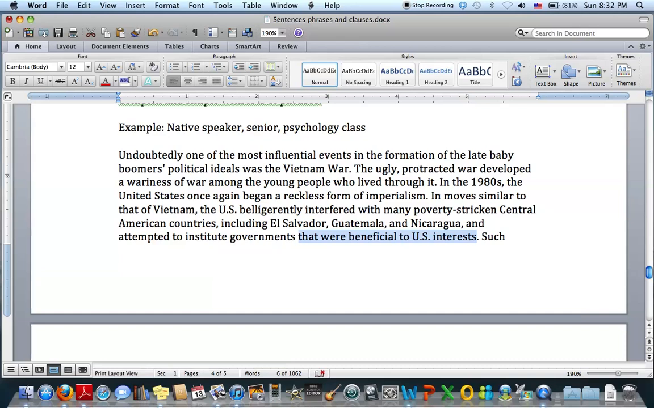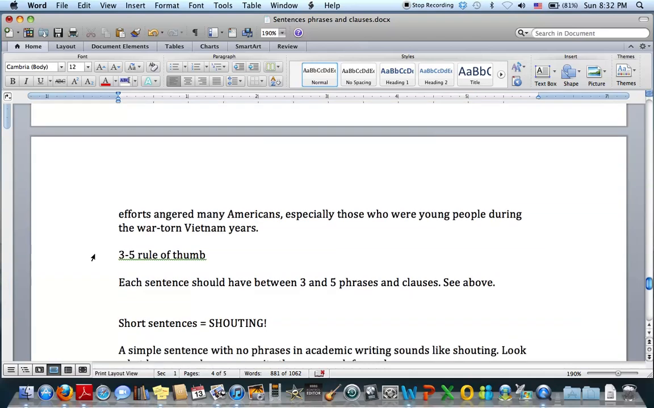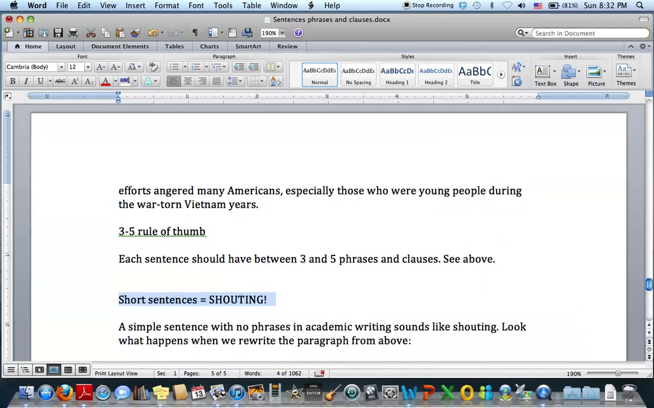If it were longer than that, that's when you would have teachers starting to say, whoa, maybe you want to shorten that sentence down a little bit. So that is the 3 to 5 rule of thumb. But there is a corollary to that, which is that short sentences equal shouting. Basically, it works like this. If you have a simple sentence with no phrases in academic writing, it sounds like shouting. Again, it sounds like shouting.